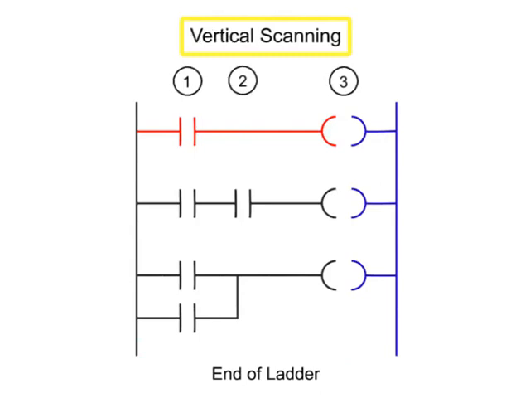Vertical scanning, on the other hand, examines the input and output instructions from the first command vertically, column by column, and left to right.